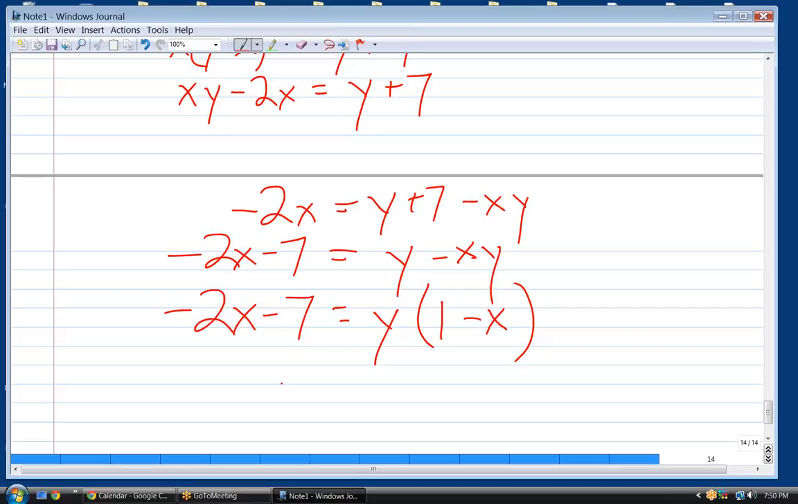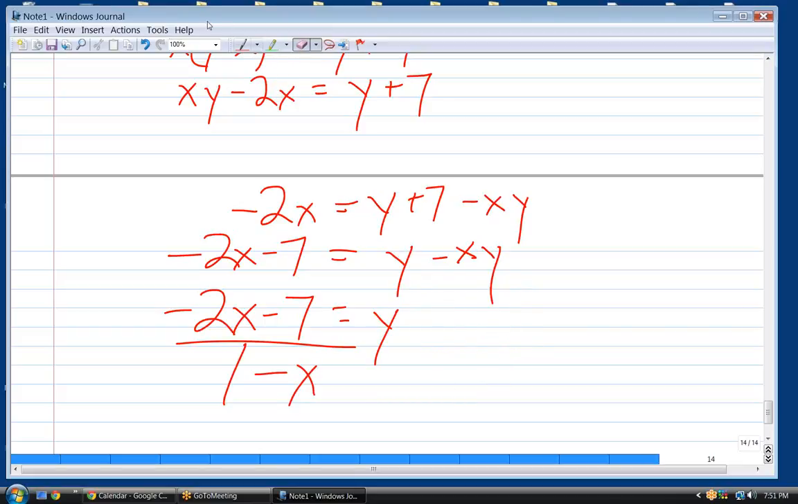Now the final step. You see why I get 1 minus x? Whenever you factor something out, always do a check and make sure that if you multiply that back together again, you get this. Well, if I multiply that, I get y minus xy. So it's factored properly. Now the final step is to what? Divide 1 minus x on both sides. And there's your answer.